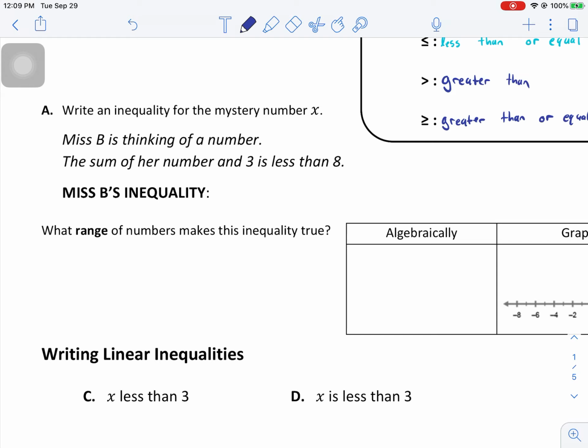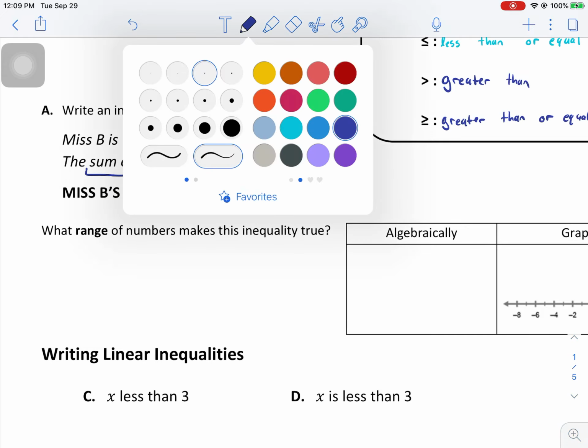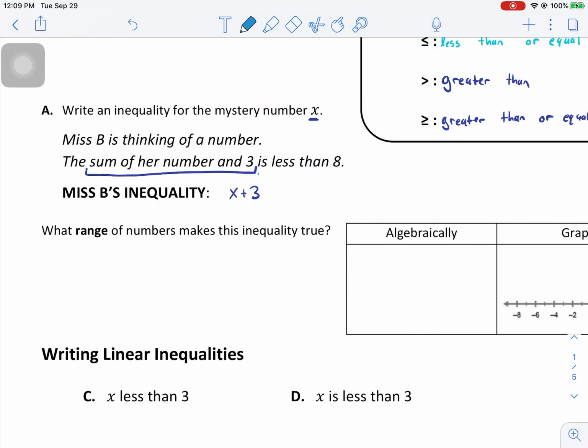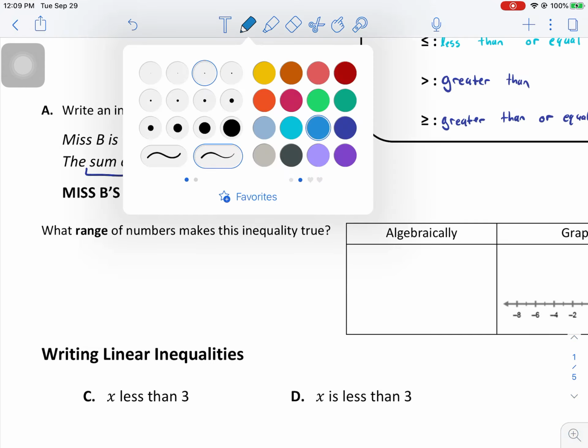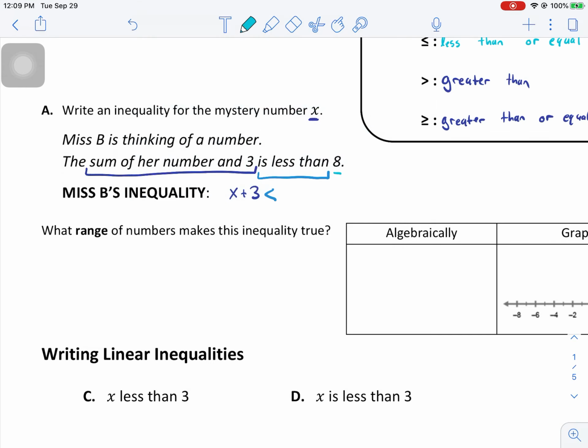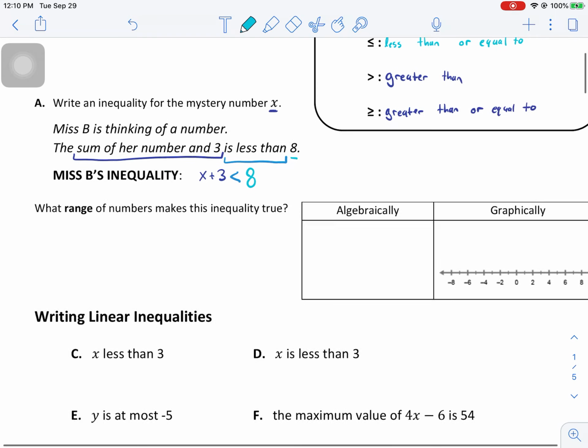All right, let's take a look at this first example. It says, write an inequality for the mystery number x. Miss B is thinking of a number. The sum of her number and 3 is less than 8. So breaking this down, sum of her number and 3, which the number is x, so x plus 3. Following that, we have is less than, so then we're going to use our less than symbol. And then the last thing here is just the number 8, so x plus 3 is less than 8.